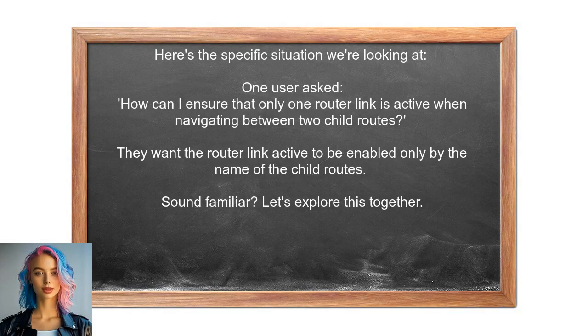Here's the specific situation we're looking at. One user asked, "How can I ensure that only one router link is active when navigating between two child routes?" They want the router link active to be enabled only by the name of the child routes. Sound familiar? Let's explore this together.